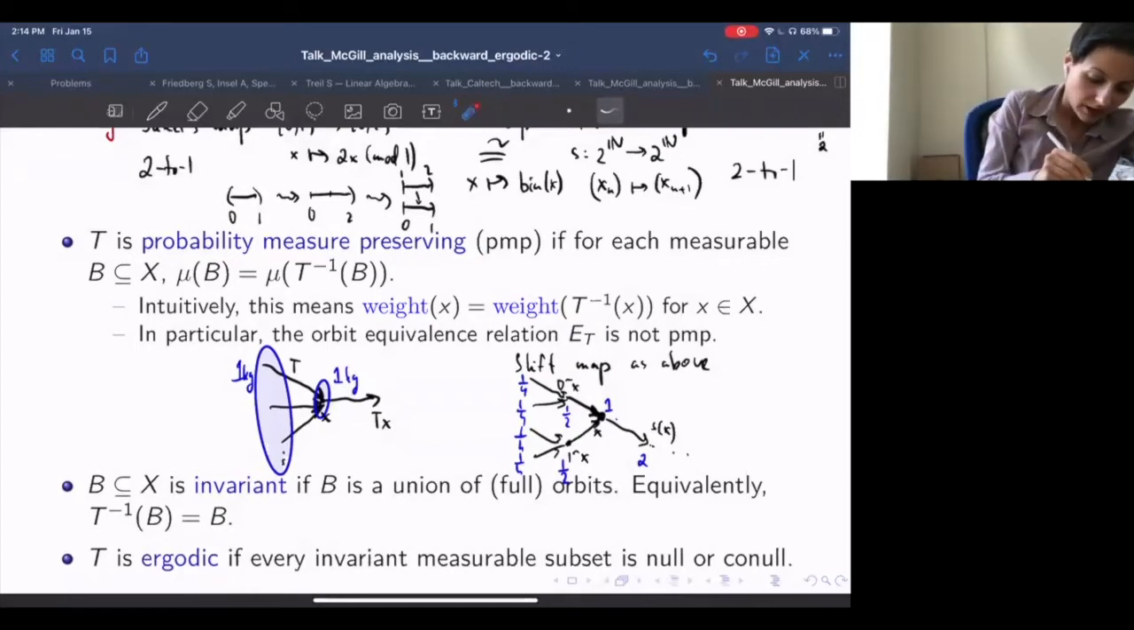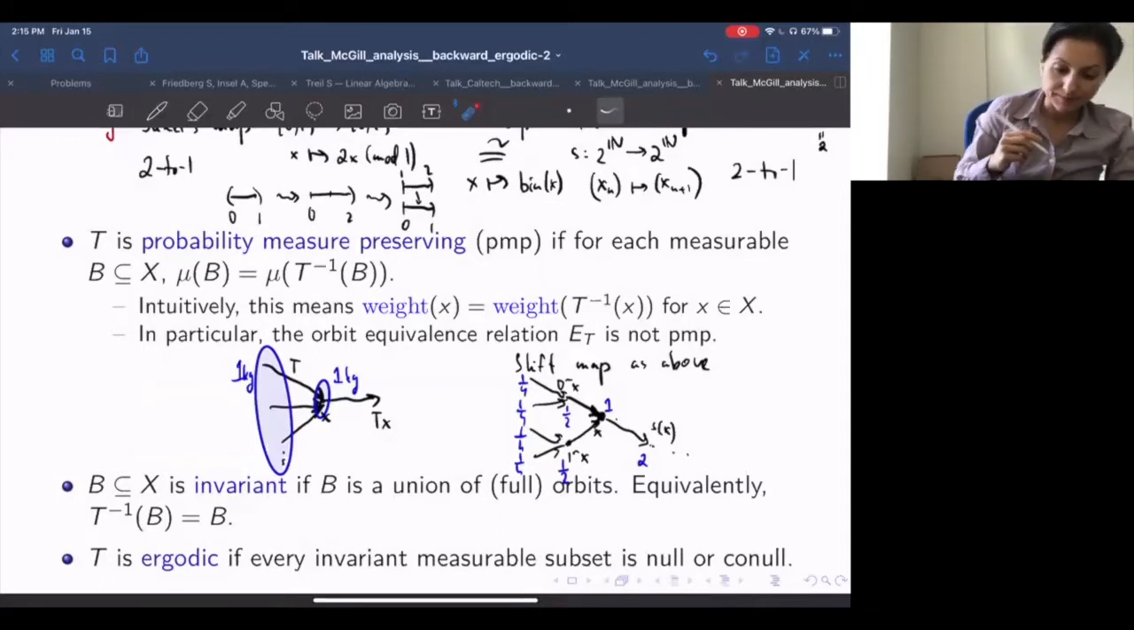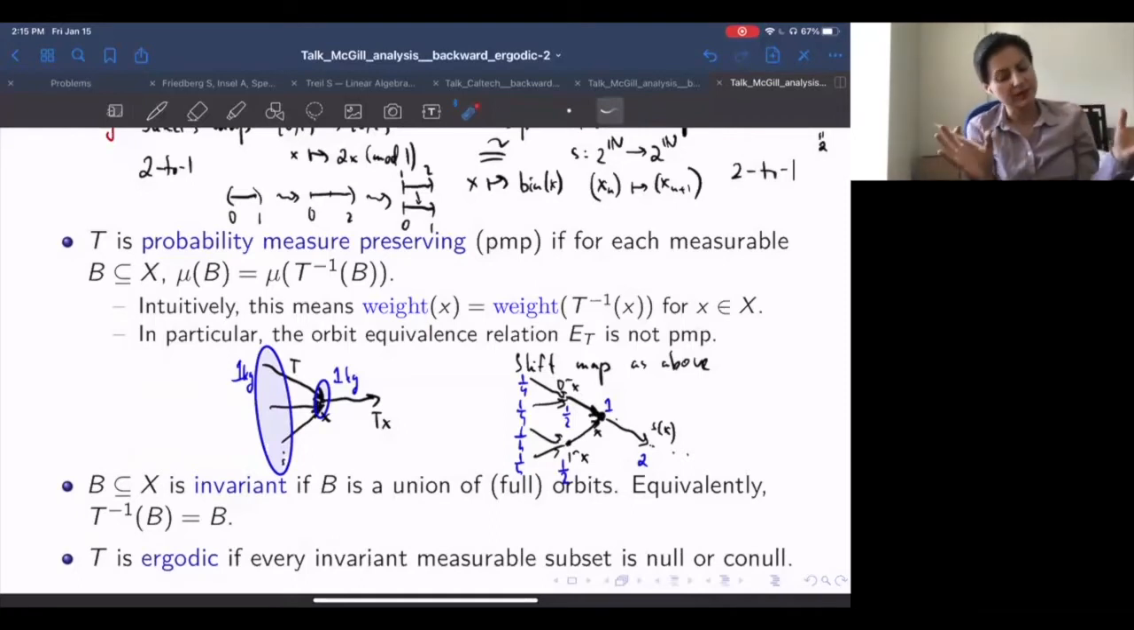Okay, so I just defined what invariant is, and let's recall that T is called ergodic if every invariant measurable subset is either null or conull. So basically, this is a form of transitivity, or a form of measure theoretic density. Ergodicity means I can't split this action of T into two significant parts of the space.